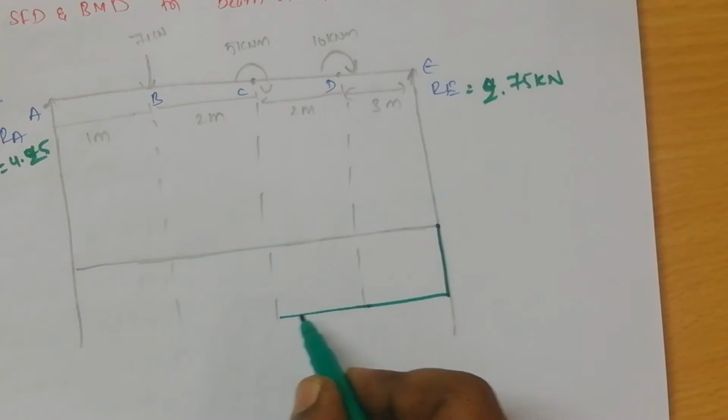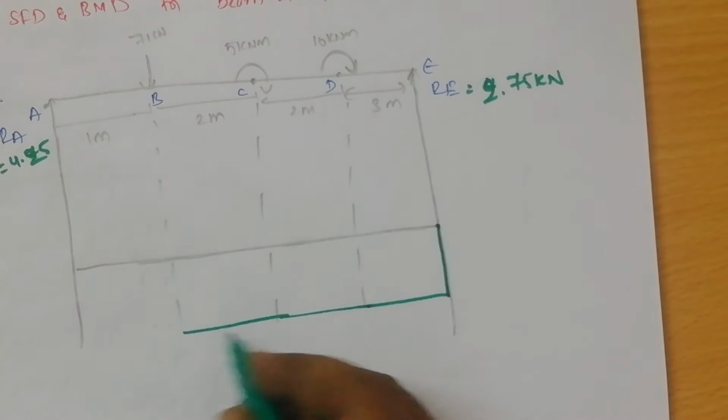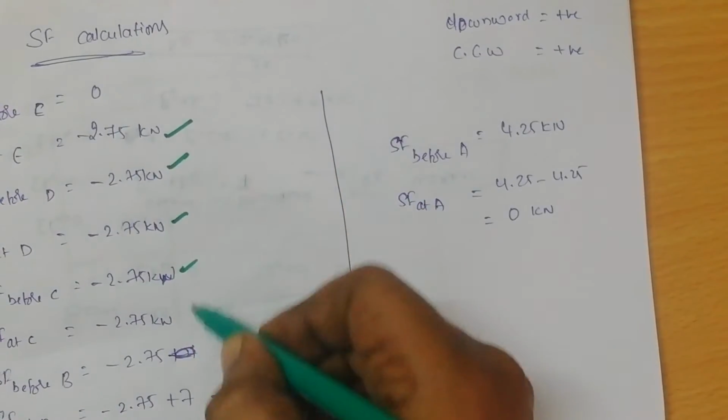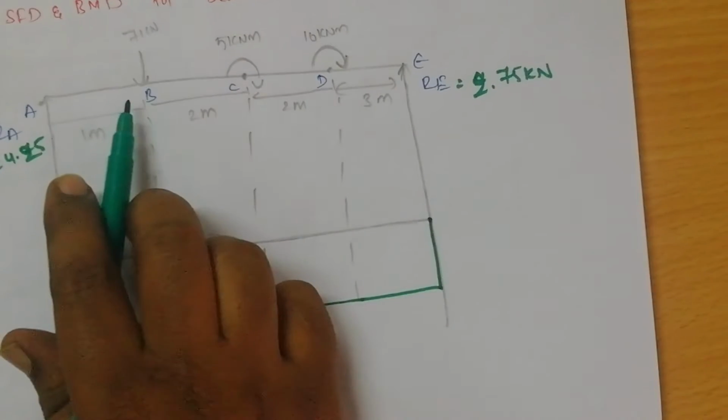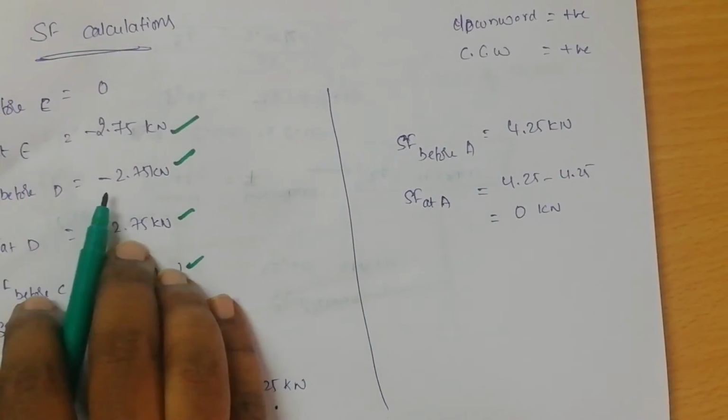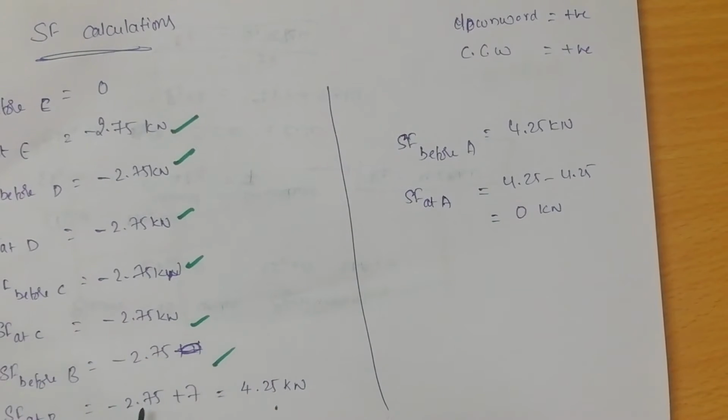After that, there is no load till here, we will continue. There is no load here, continue. Again, from here the load is moving upward. So how to take, sir? See, the same value is repeating till shear force at point B. So this is your point B. You can see again I am showing. Till point B the value is being repeated, minus 2.75.